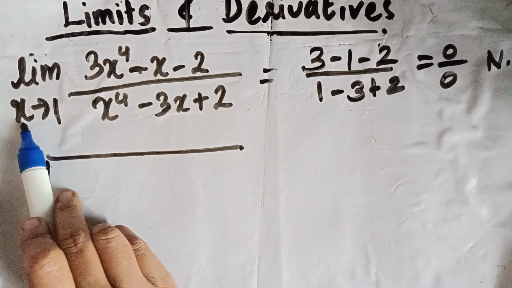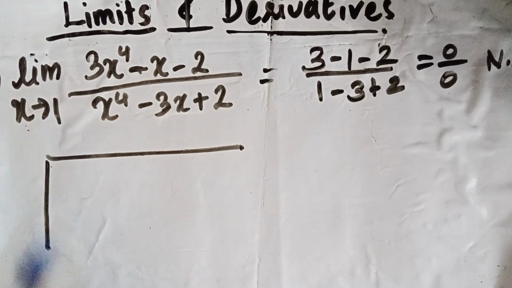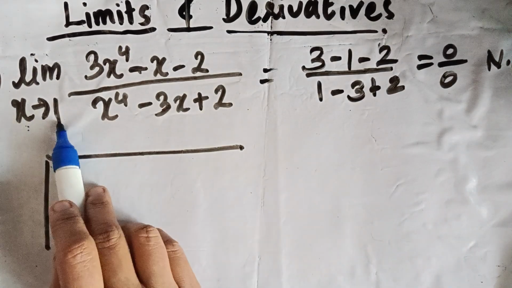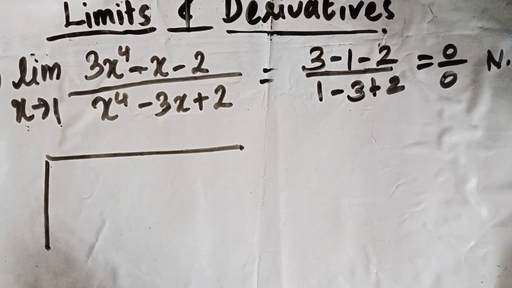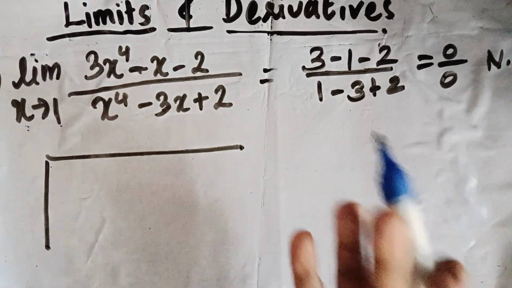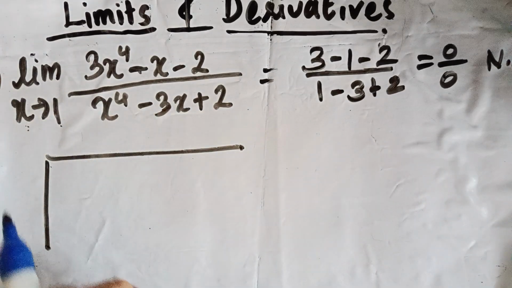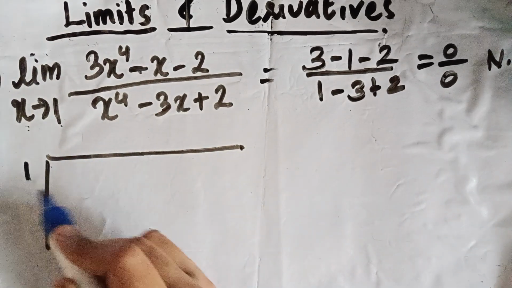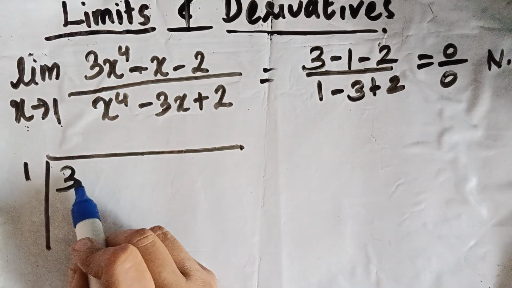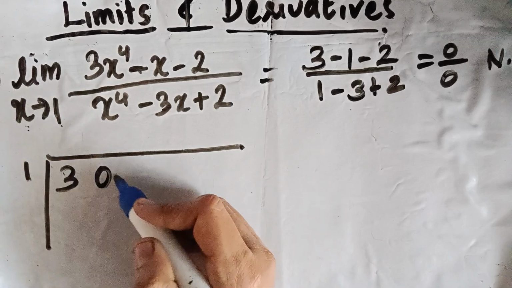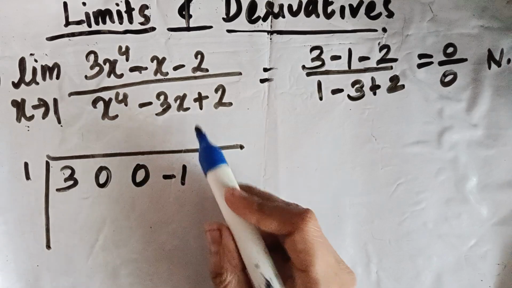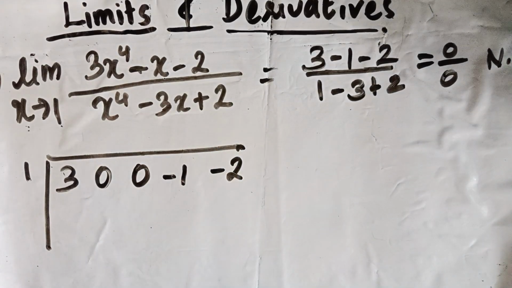Whenever you are given a limit, x tends to 1 or x tends to 2, start with that number first. It can be anything, but start with that number. Then you can take 2 or minus 1. So starting with 1, I'll take the numerator first. So it is 3 for x cube, 0 for x square, for x it is minus 1, and the constant term is minus 2.